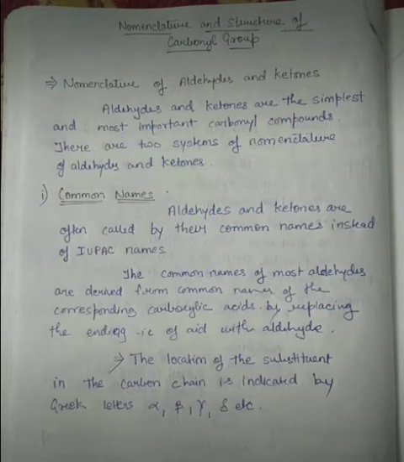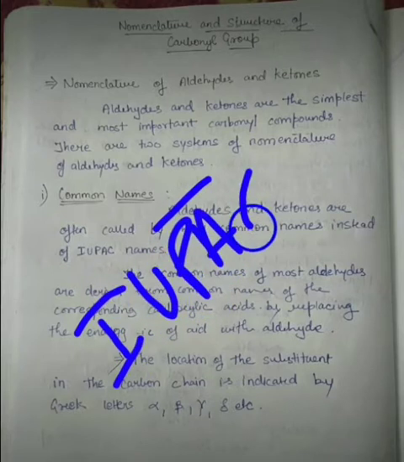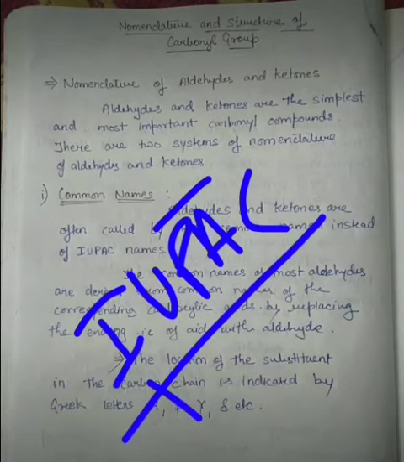So students, talking about their nomenclature, there are two systems of nomenclature. The first is the common name and the second is the IUPAC name, that is International Union of Pure and Applied Chemistry.